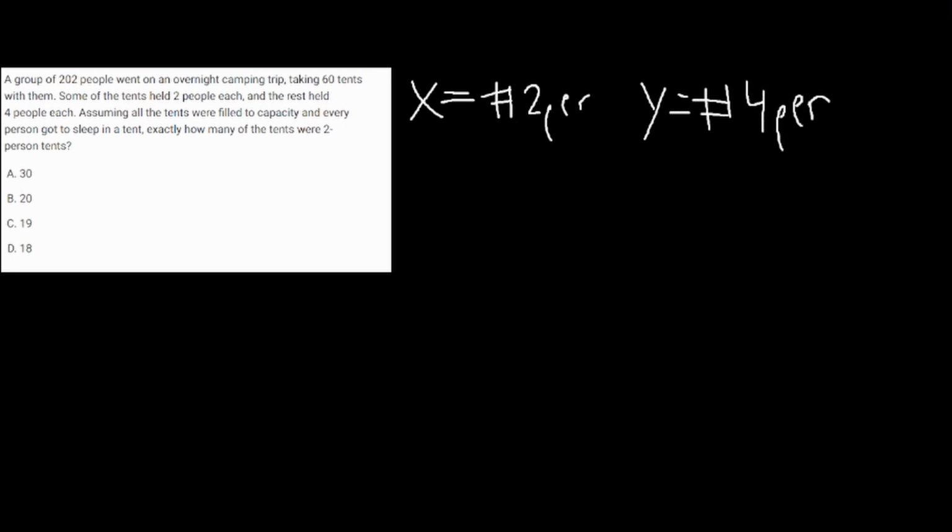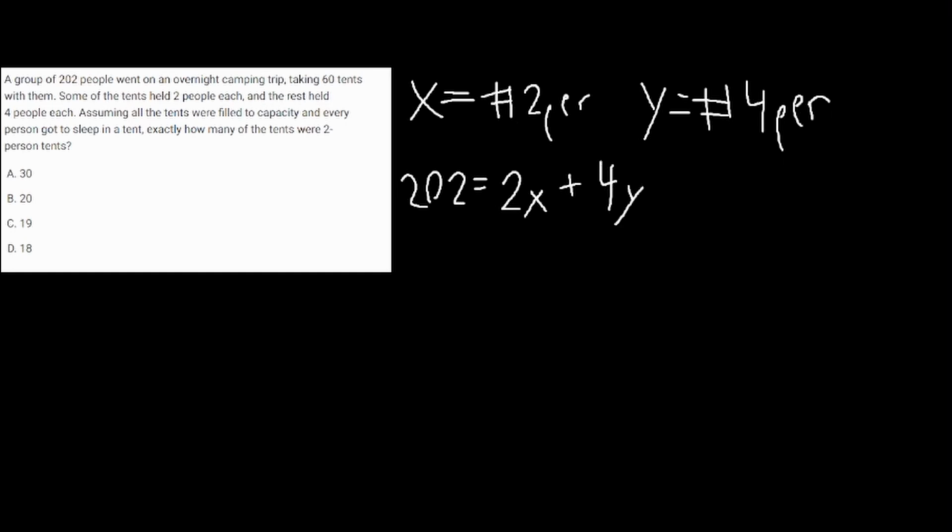Now we can start to establish our equations. So we know that there are 202 people in total. And so there are 2 people in every two-person tent, so 2x. And then the rest of the people, there are 4 in every four-person tent, so 2x plus 4y.